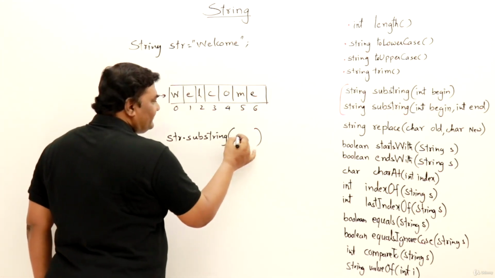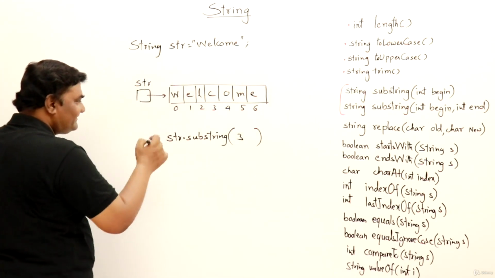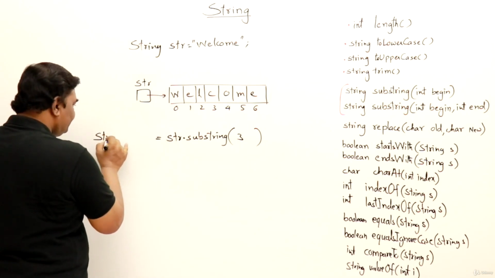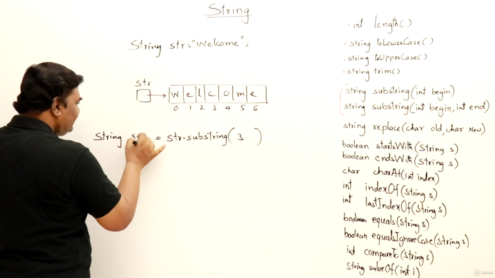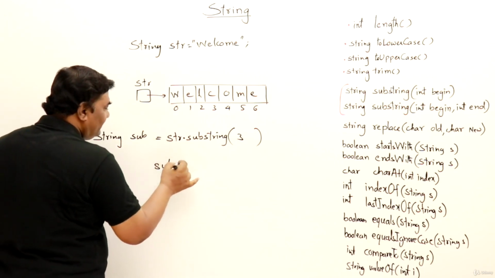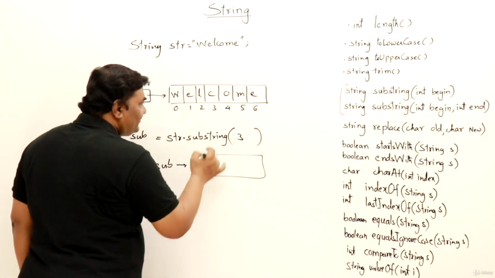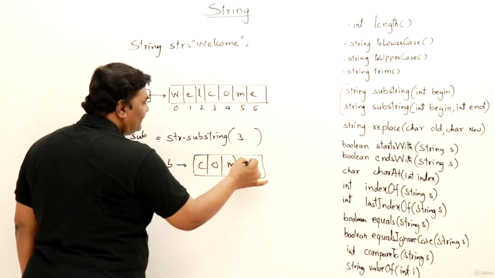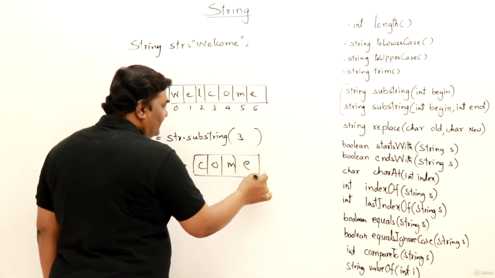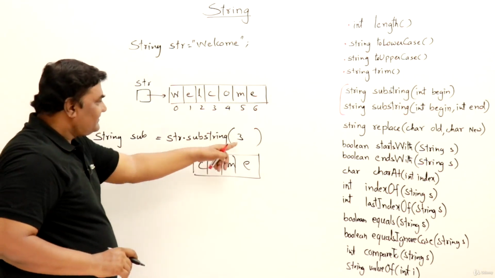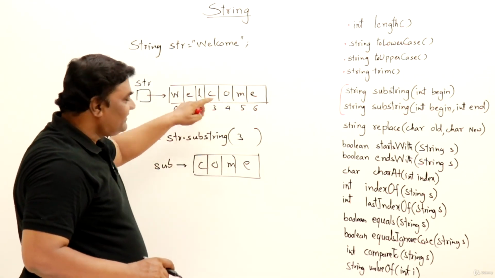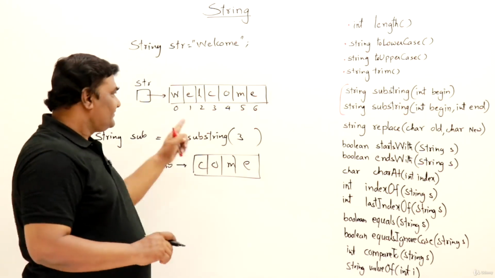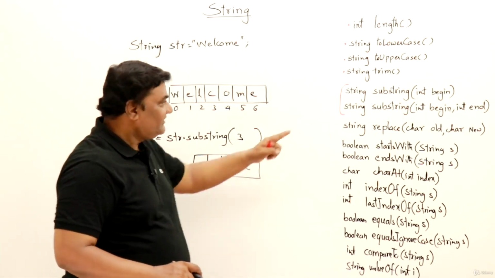If I say 3, that is, the index is 3, then it returns a substring. I will take it as another variable, let us say sub. Now sub will be pointing upon an object. From 3 to the end, that is COM, this will be returned by this substring. Whatever starting index you have given, from there till the end of the string, you will get a substring. So this is the first substring method.